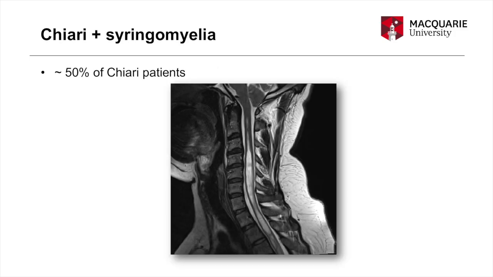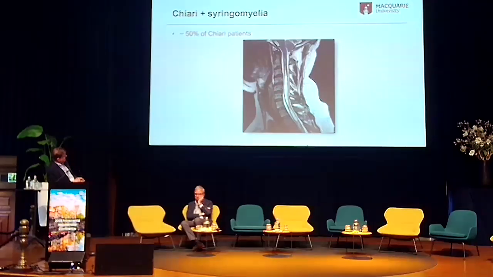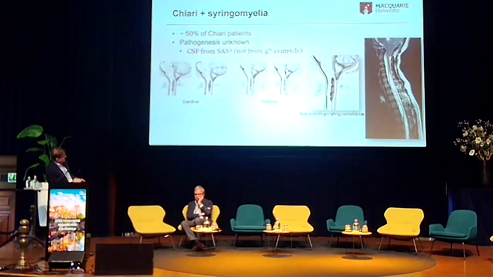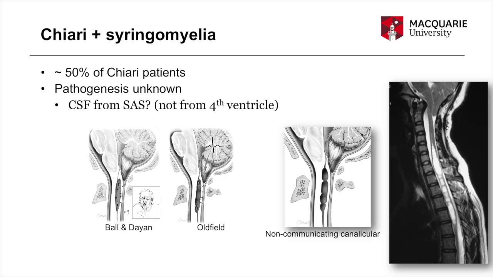So in association with Chiari malformation, it's about half the patients, depending on how you define Chiari malformation. But what I'll draw your attention to is that for most Chiari patients, the syrinx is really quite remote from the fourth ventricle. So what we know from pathological studies is that for most Chiari patients, it's non-communicating. So there is not a connection from the fourth ventricle to the syrinx, which means those original theories of Gardner and Williams of CSF coming from the fourth ventricle down the central canal into the syrinx can't possibly be true. Most of the patients are like this.